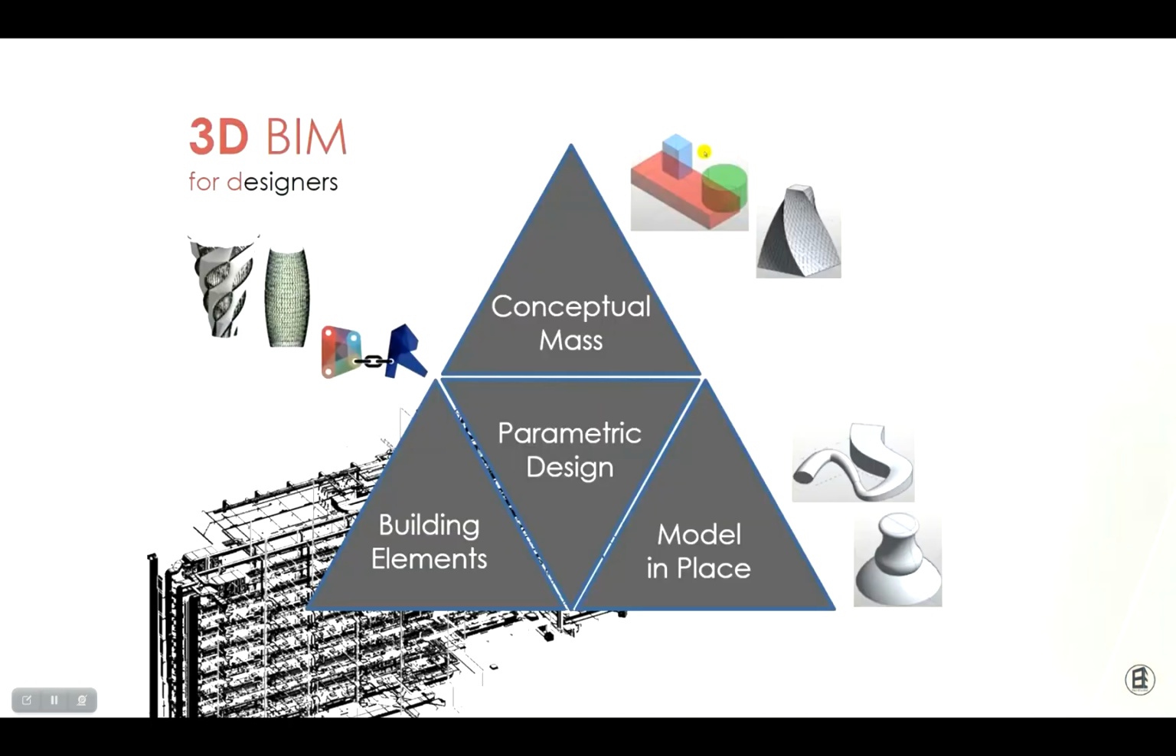So when we talk about the major components, it's going to be your conceptual mass. Then we talk about the model in place, and then we talk about the building elements. These are basically parametric designs where you can make changes. So editing is going to be very important, and below the structure you are able to see the combination of all architectural models, structures, and MEP. These are parametric designs, and we are going to get scientific output from them.